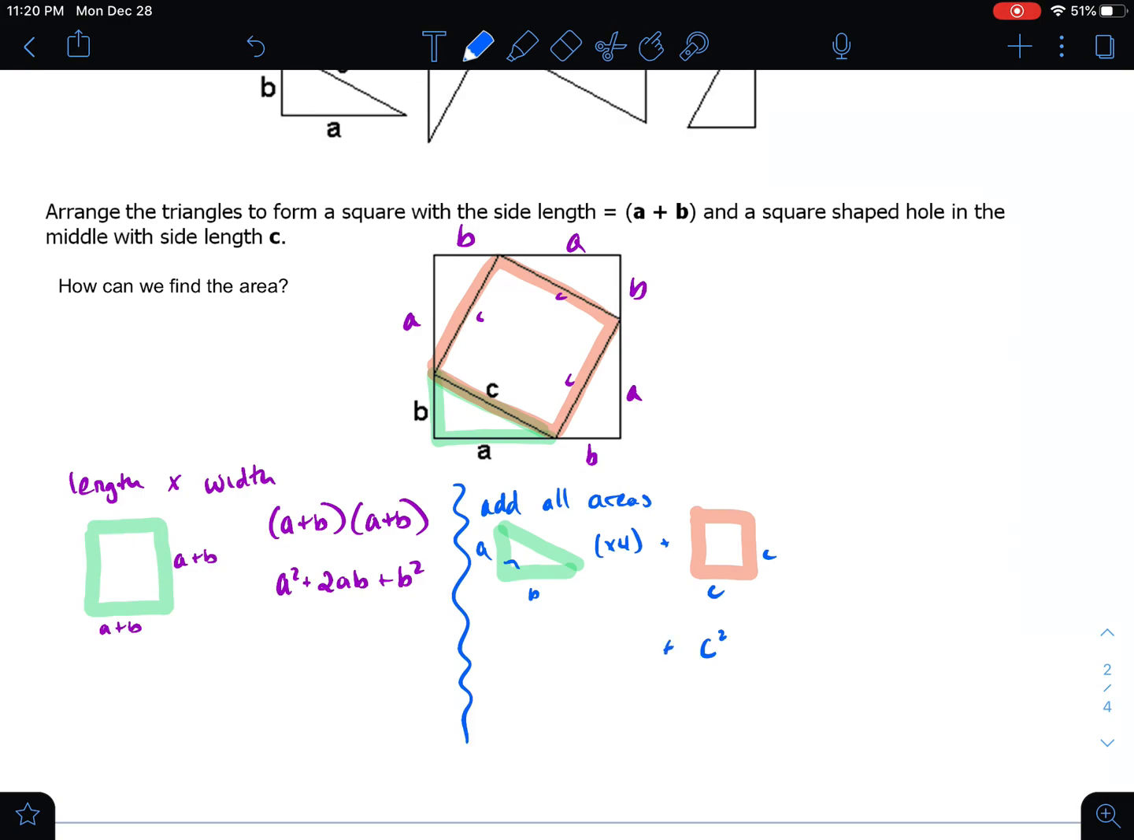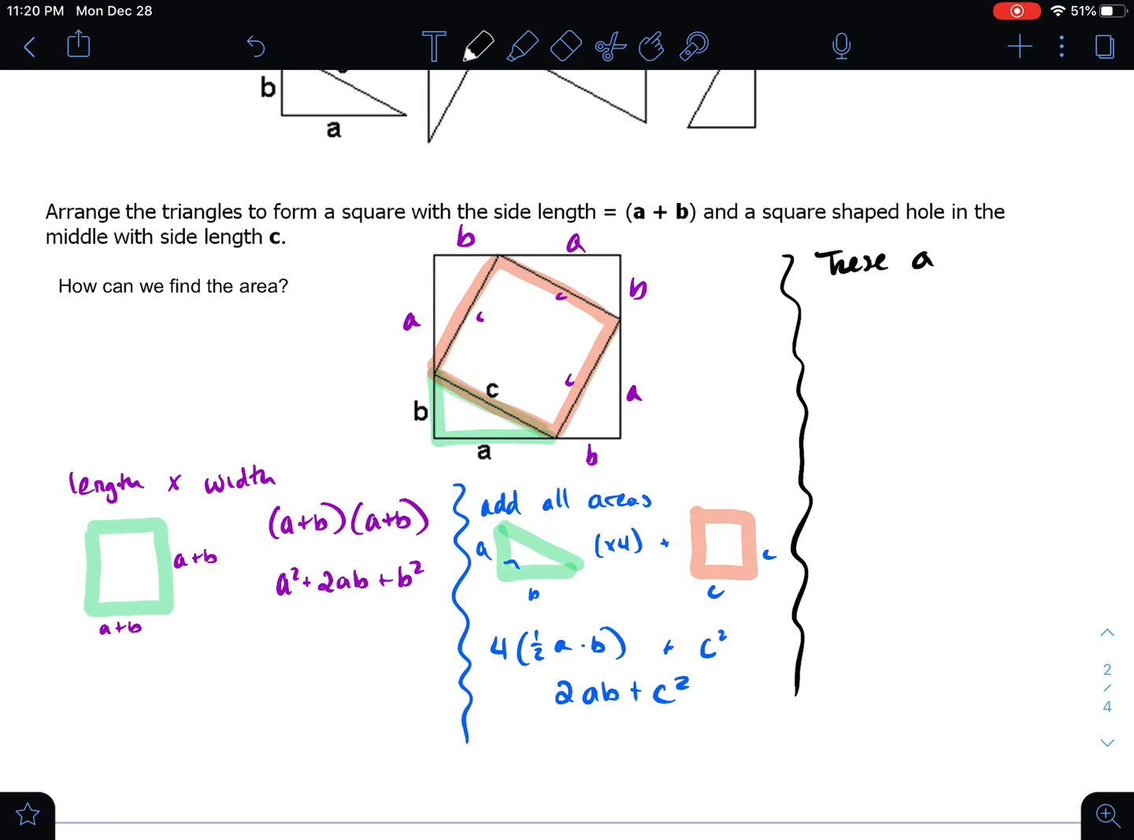So find the area of all the squares. We know the area of the square is just c squared. And we can add up 4 times the area of a triangle, which is 1/2 base times height, which in a right triangle is 1/2 times the 2 legs. So that's 1/2 a times b, or 2ab plus c squared.